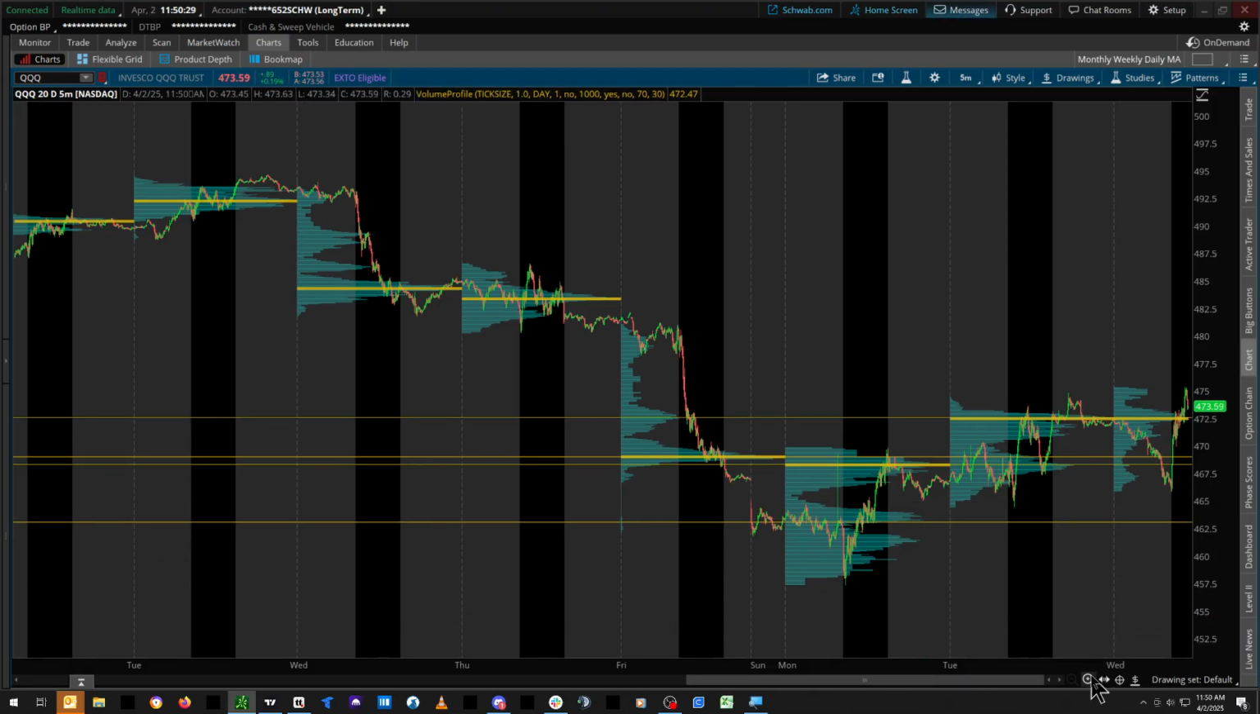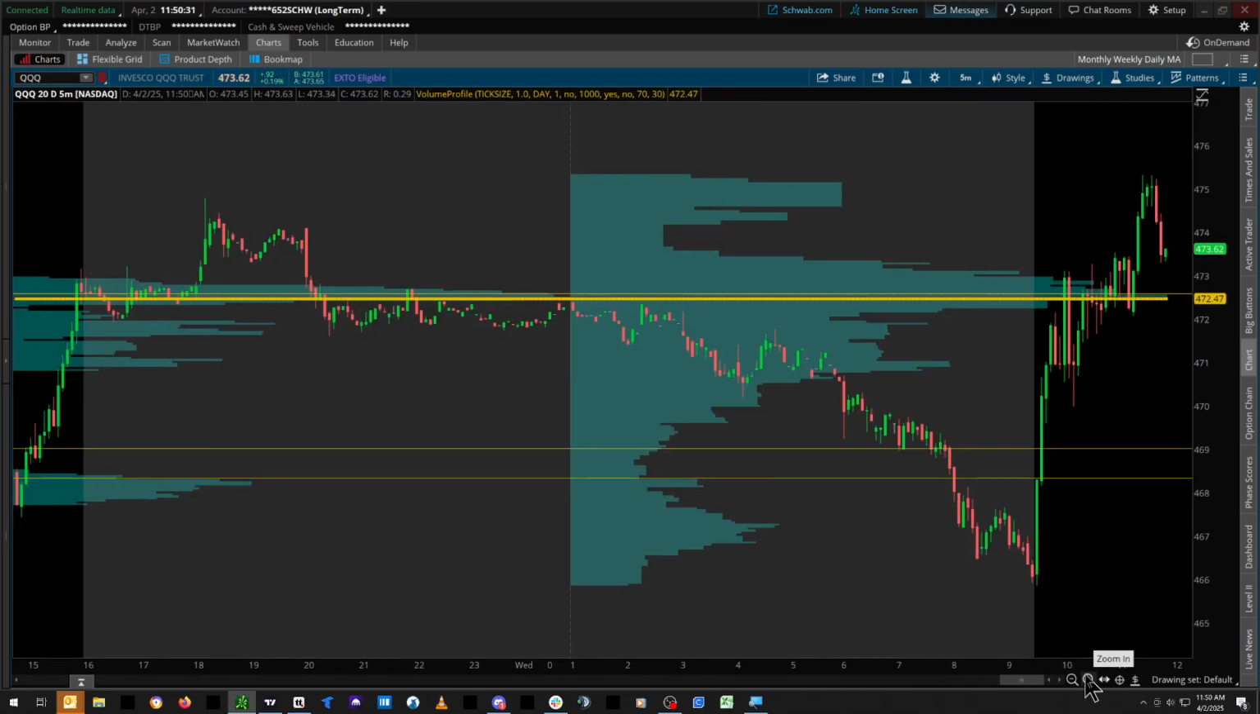And as we look at what's happened today, you can see we've hit them. It stopped dead on one of them, blasted through another one, came up to yesterday's point of control, which is still today's point of control.